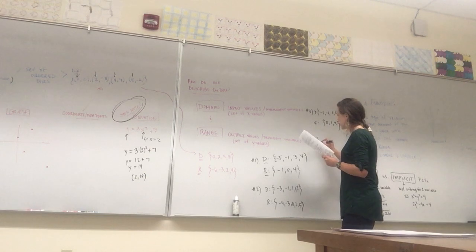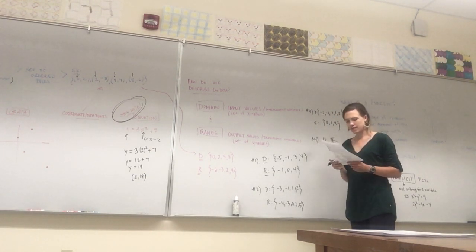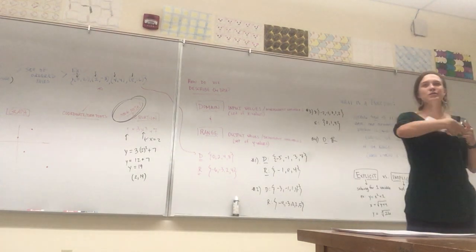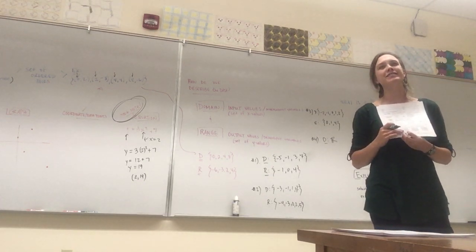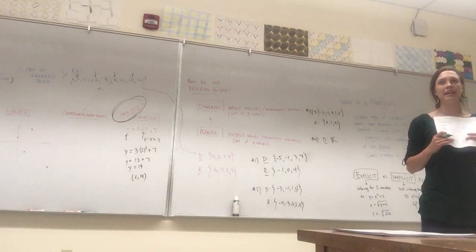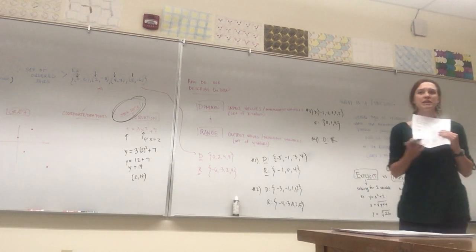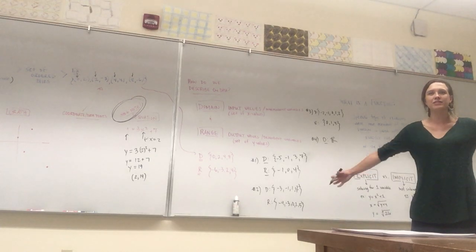My domain is all real numbers. Wait, why? Because it's expanding with arrows going out. I don't know when it will ever end. So the x is going toward positive and negative infinity. So x is all real numbers because it's expanding out toward positive and negative infinity in the x direction.